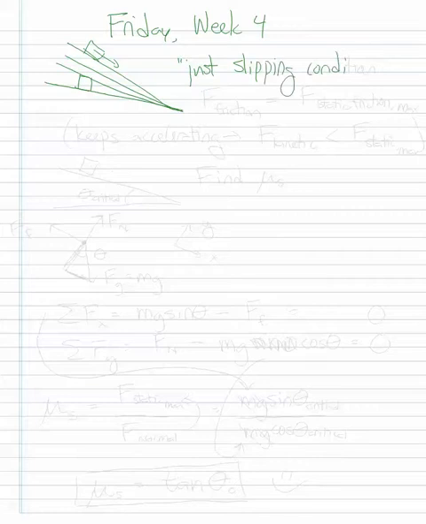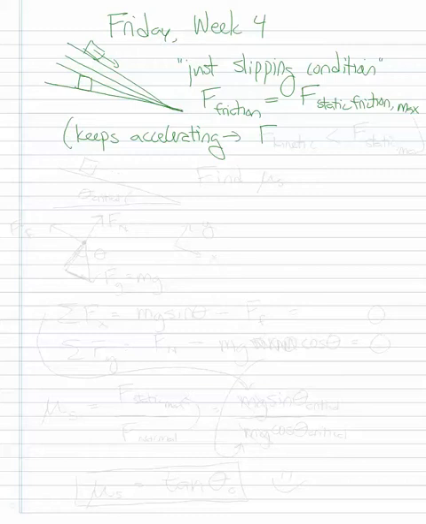And we know that it just slips when the force of friction is at the maximum force that static friction can provide. You should note also, too, that once it starts, it will keep going, because the force of kinetic friction tends to be less than the force of static friction as a max.